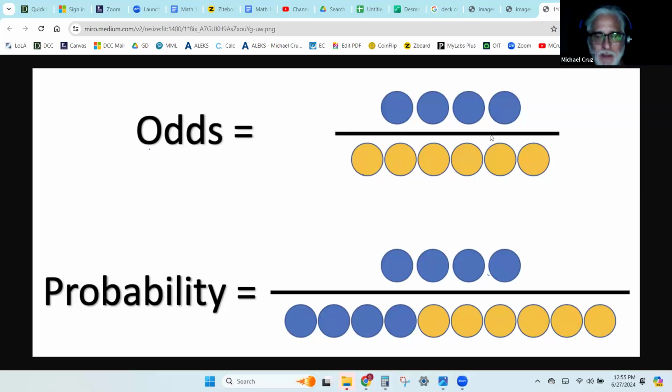But with odds, you're just making a ratio between the numbers of win and lose, not the total. So the parts. That's why the odds ratio is part to part, not part to total. Exactly. Okay, that'd be easy for me to remember.